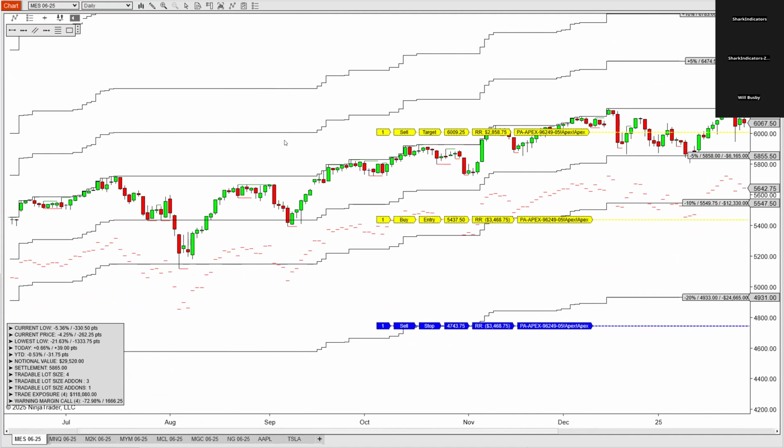Now, I want to make some important notes here because there's a lot of food for thought. One thing to bear in mind, and we all are probably aware of this, but we are looking at a futures market.